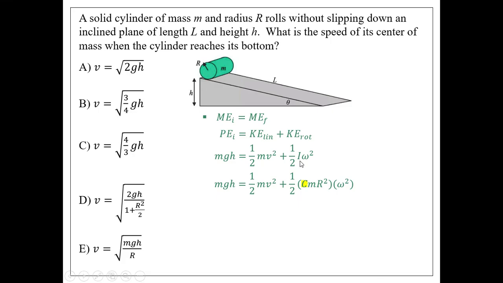The moment of inertia generically is CMR squared. C is the coefficient of the object relative to the axis of rotation. So here we have a solid cylinder that's rolling down, and as it rolls down, the axis of rotation is going to be the center of mass for it.